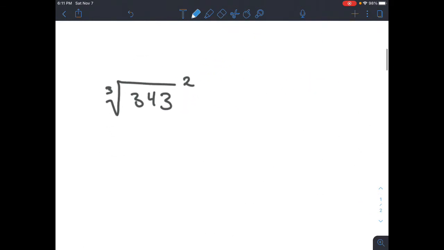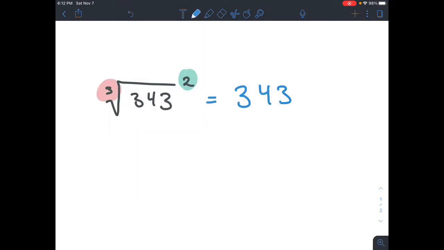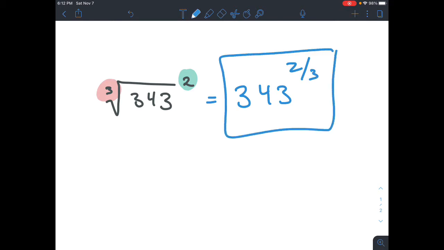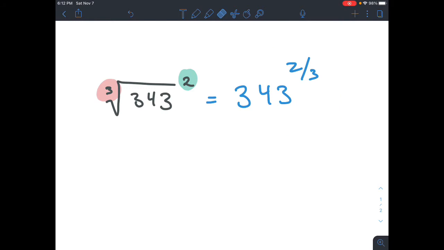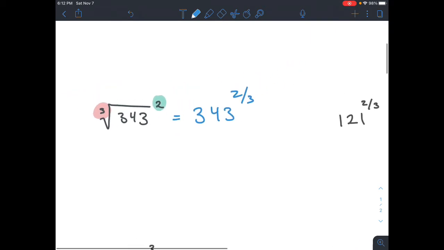Here's an example. I have the cube root of 343 raised to the second power. If I'm asked to rewrite this as a rational exponent, this would be 343 to the 2 over 3. So it'd be raised to the 2/3. Now, most people do not find this to be a useful way to simplify. If you're going to simplify it, most people are going to want to keep it in this form, or convert this one to that form and then simplify.